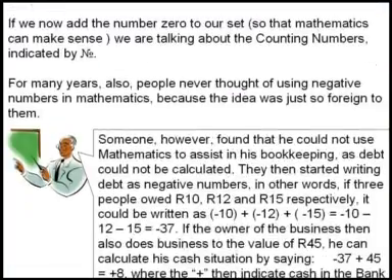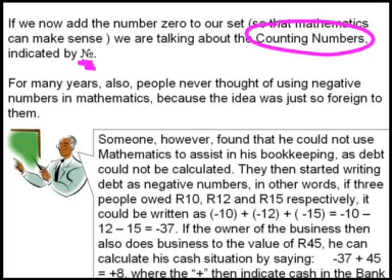If we now add the number 0 to our set so that the mathematics can start making sense, having the number 0, we now talk about the counting numbers indicated by N with a little 0, or sometimes the whole numbers as well. Now for many years also, people never thought of using negative numbers in mathematics because the idea was just so foreign to them. Someone, however, found that he could not use mathematics to assist in his bookkeeping, as debt could not be calculated.